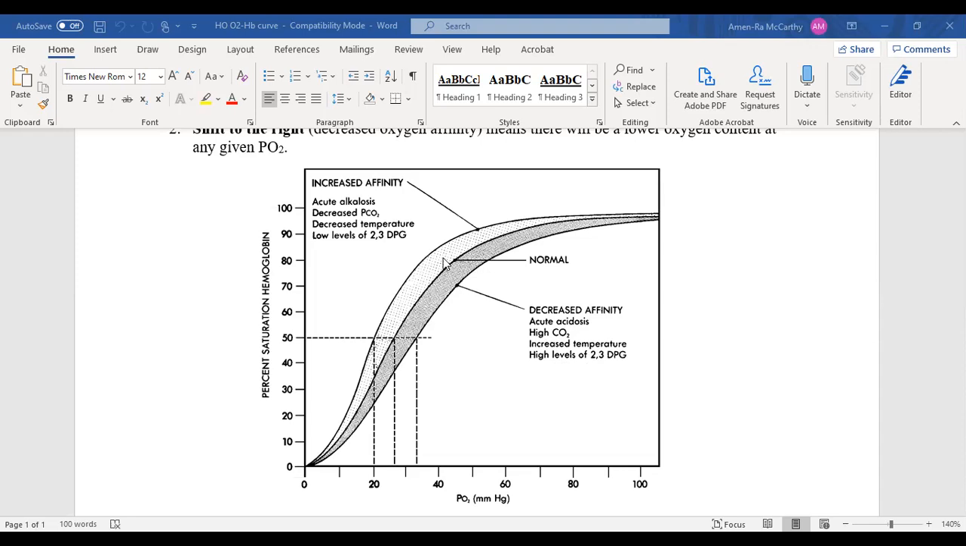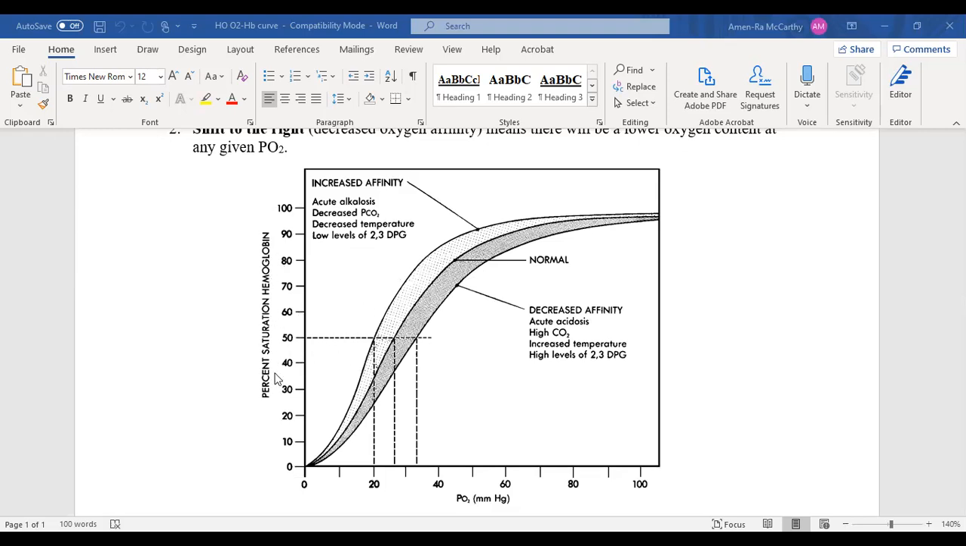Now go back to normal. Now let's shift over to the left. Left loves oxygen, so everything else goes down. Decreased CO2, decreased temperature, and low levels of 2,3 DPG. So you see that? Y'all see the normal right here? This is to the right, this is to the left, okay? Now, that's one thing you need to know, is what happens when it goes to the left or the right, okay?